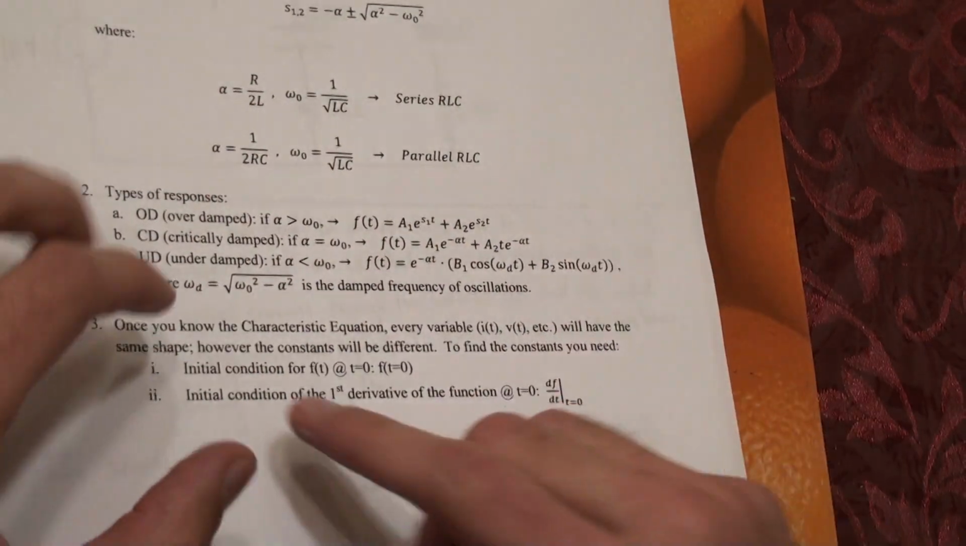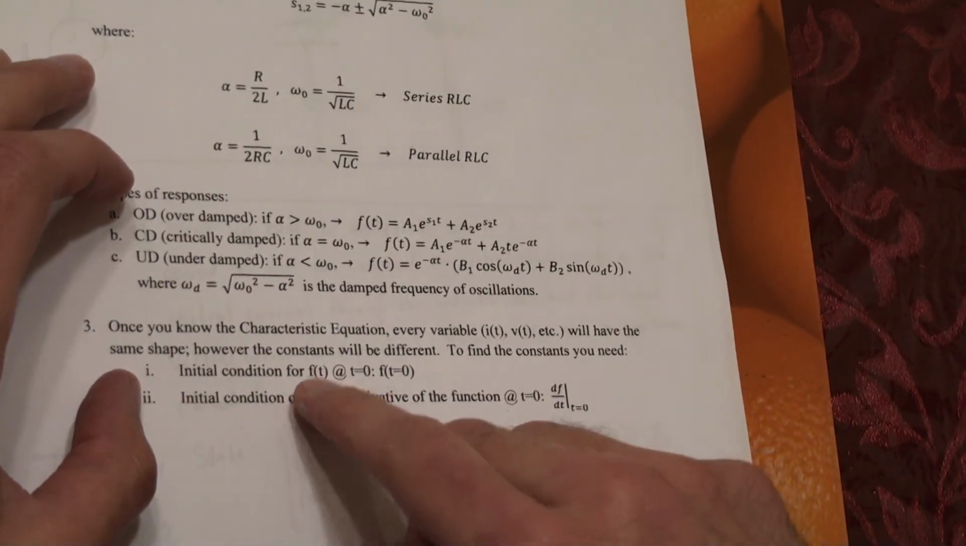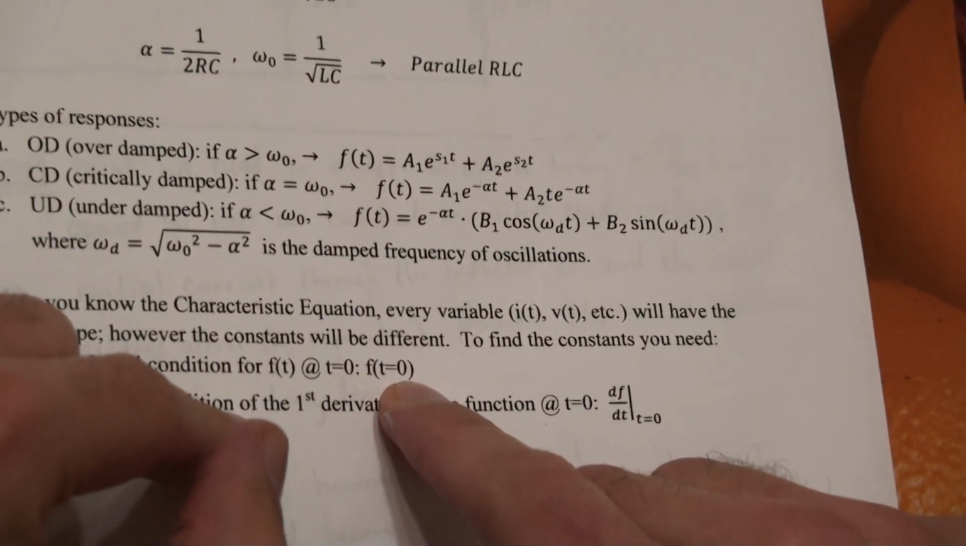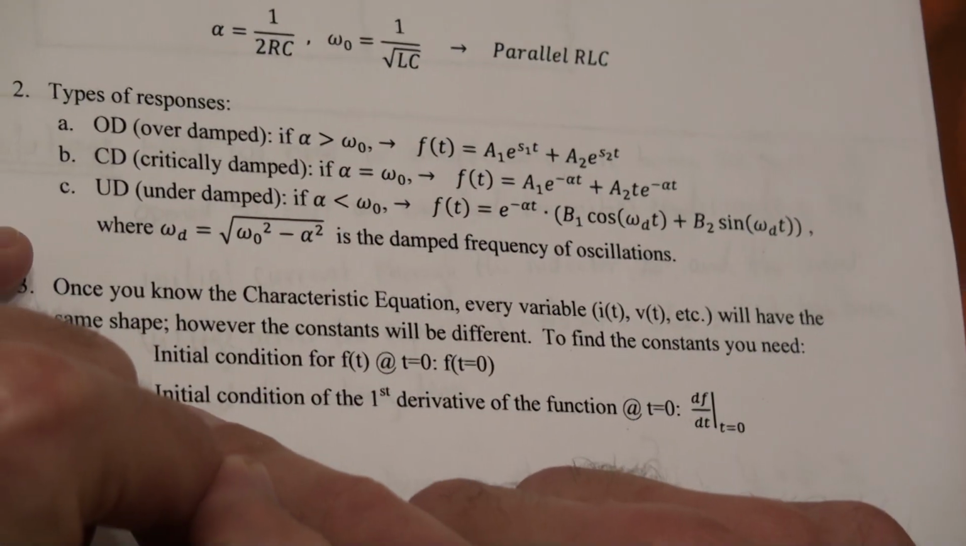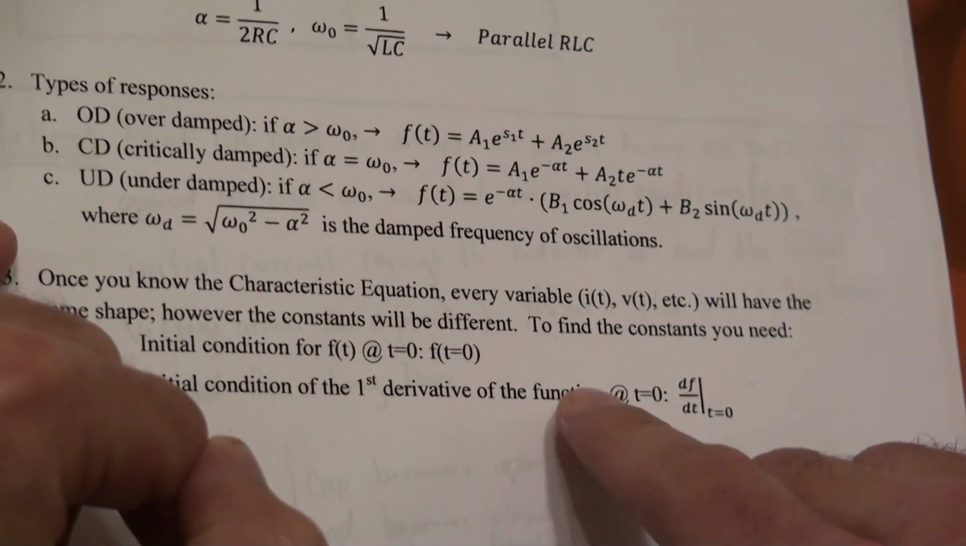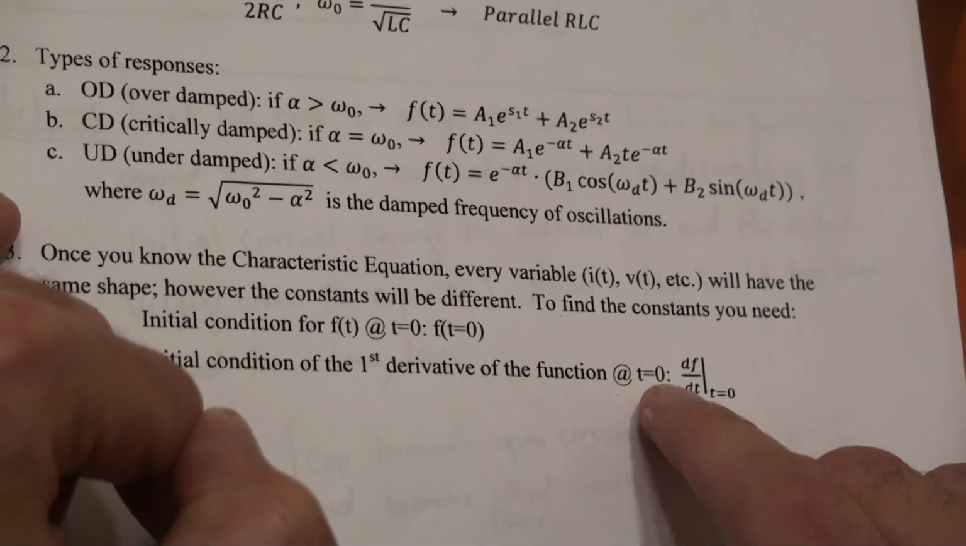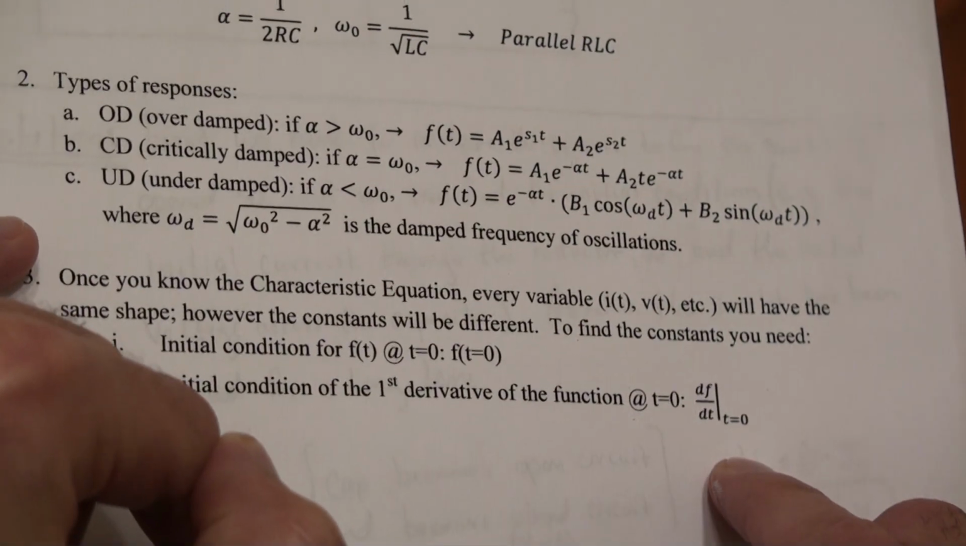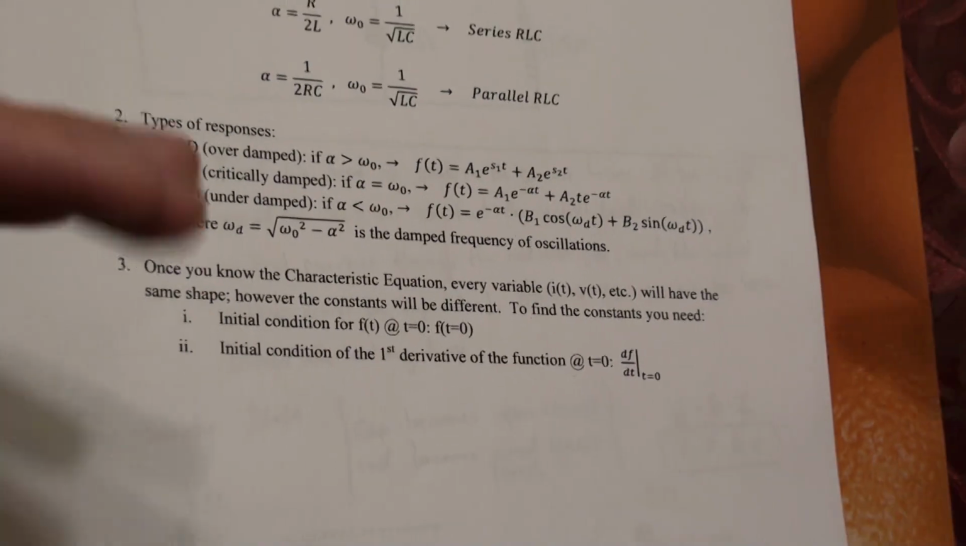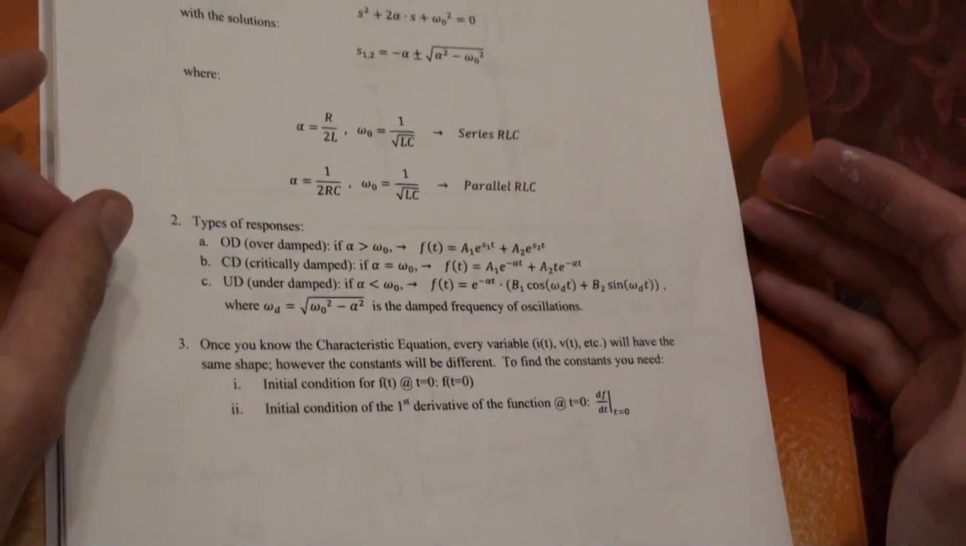And the way you find that, first you set the initial condition for the current, in this case, at time equal to 0. And then you set the initial condition of the first derivative of the current, in this case, at time equal to 0. Once you set those two together, you can find A1 and A2.